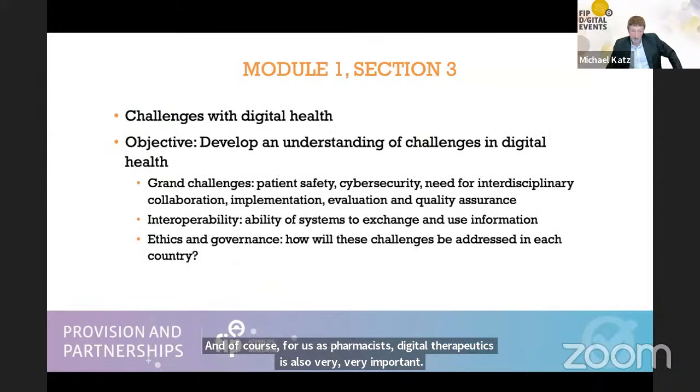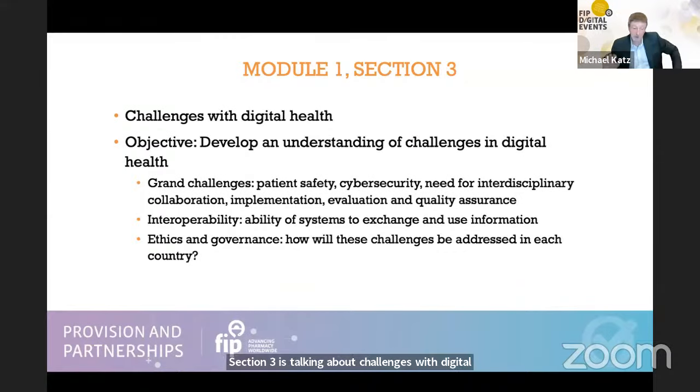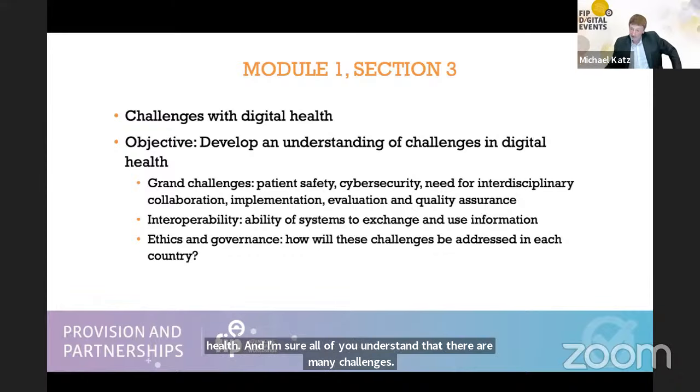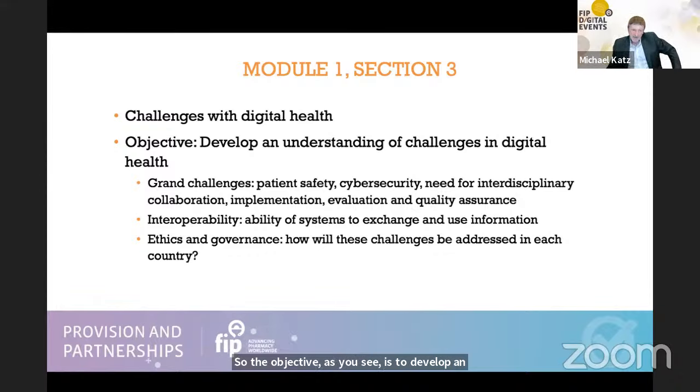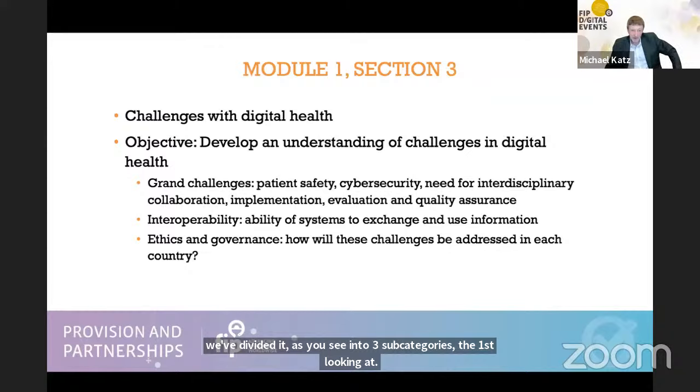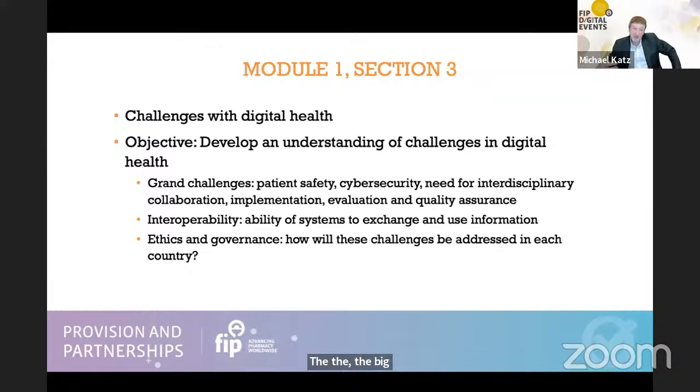Section 3 is talking about challenges with digital health, and I'm sure all of you understand that there are many challenges. So the objective, as you see, is to develop an understanding of what some of these challenges are. And we've divided it, as you see, into three subcategories. The first, looking at the big challenges or grand challenges, things like patient safety. With new technology, there's always concerns about safety. Cybersecurity, with information being exchanged in the cloud, being stored in different places. We're all very concerned and sensitive about the need for security.